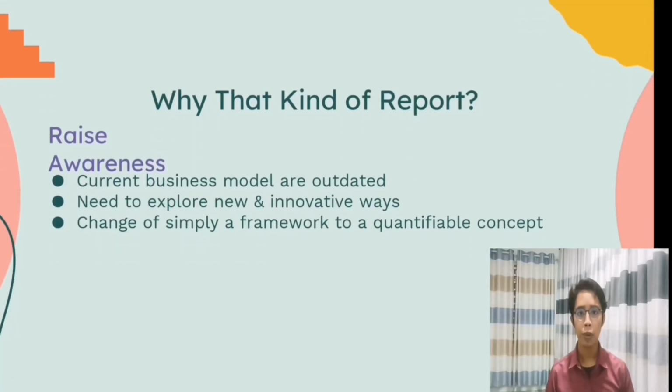Many people at that time were curious why Puma published that kind of potentially damaging report. Actually, the company wanted to raise awareness that the current business model is already outdated, and that organizations need to explore new and innovative ways to work with their suppliers. Their agenda was also to change the accounting for natural capital from simply a framework to a quantifiable concept.